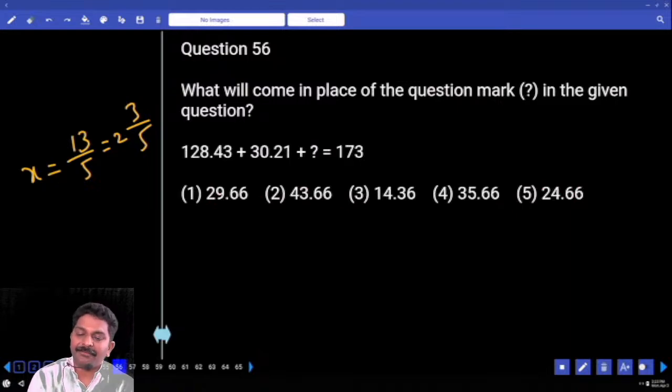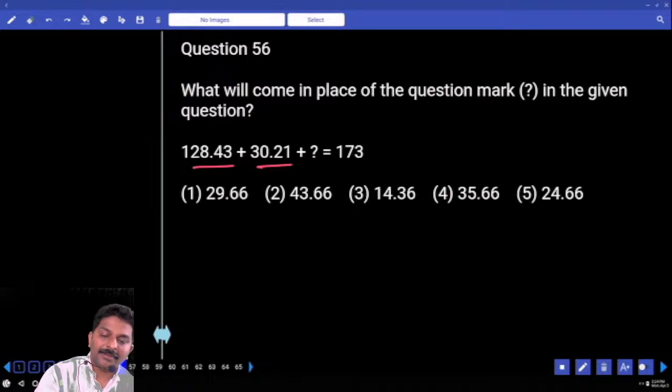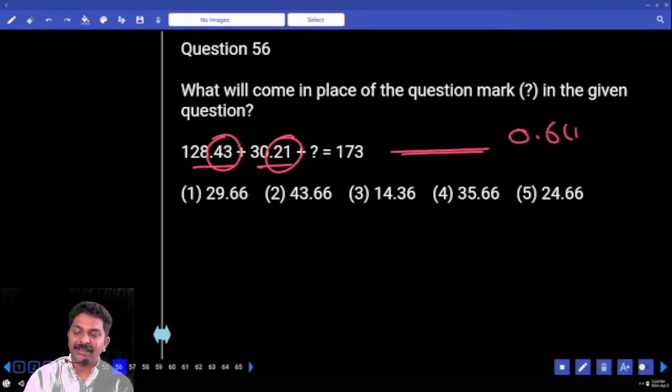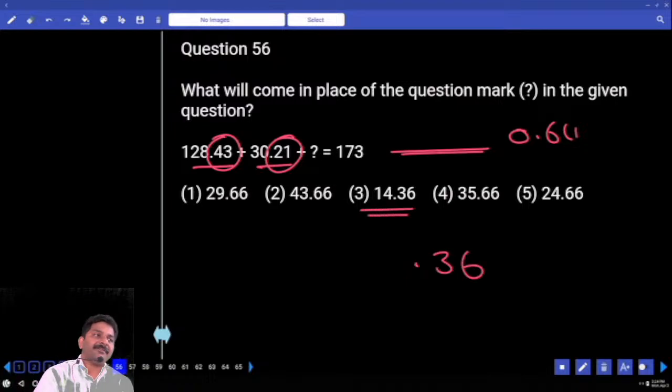Can we verify the number after the decimal? No, 4 options are ending with 0.66. But still, let's see. These two numbers go to the right hand side. The numbers after the decimal are 0.43 and 0.21. If 0.64 is subtracted from an integer, then the answer must end with 0.36 only. We are lucky enough that we got the answer by using only the number after the decimal.